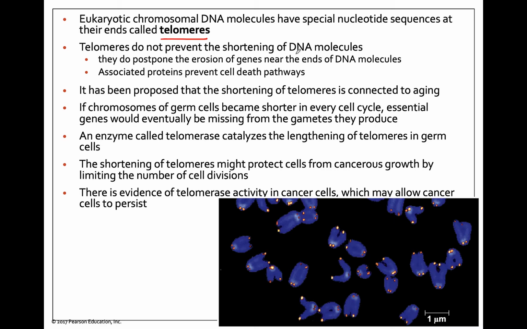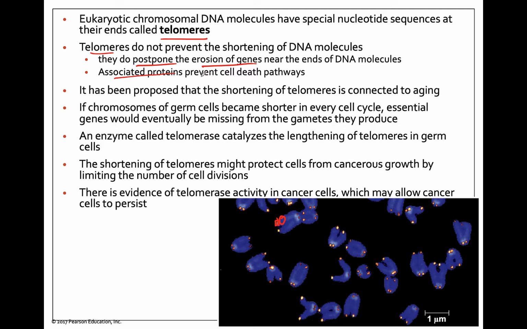So they don't prevent shortening. The telomeres themselves do shorten. However, when the telomeres shorten, that means that our other genes aren't being cut away. It's like we put some extra buffer zone there. So it helps to postpone the erosion of genes. So if these genes are important, those aren't going to get eroded because we had this extra telomere section over here. They also have proteins associated to prevent cell death pathways.